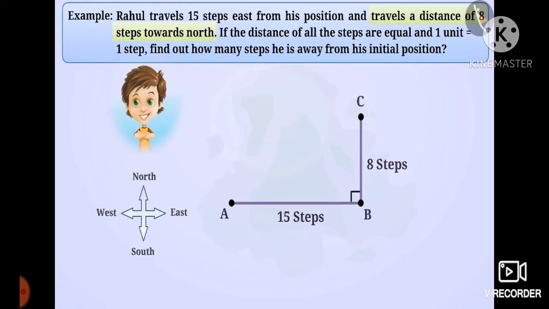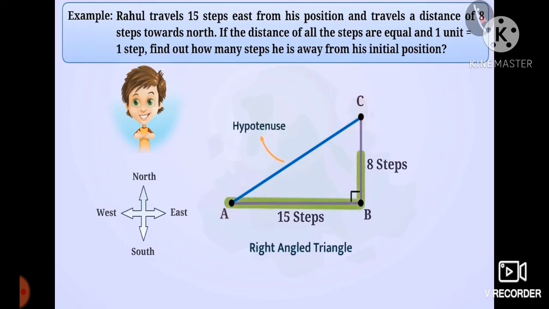Next, now find out how many steps away he is from his initial point to the final point. The initial point is A, the final point is C. So AC. Now in the right angle triangle, AC is the hypotenuse. Yes. Now what is the formula?